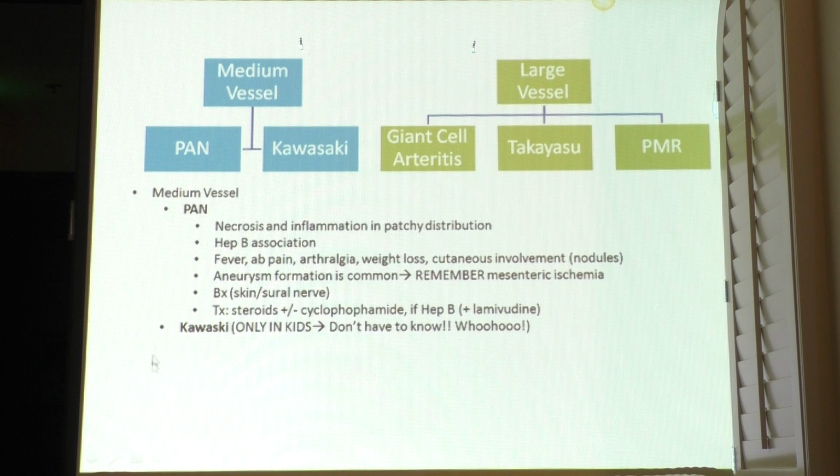Kawasaki, I don't have to worry about this. This is only in kids, but you need to worry because you're going to take your step 3 and your step 2. So it's only in kids. I think the kids present with conjunctivitis, I think. And do an echo too. You need to do an echo, yeah. And I think the kids.